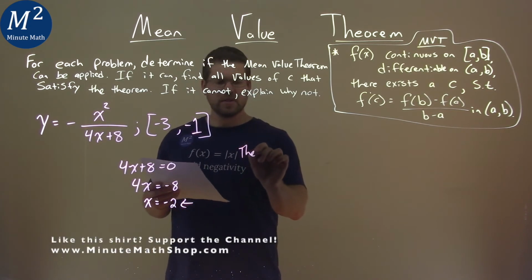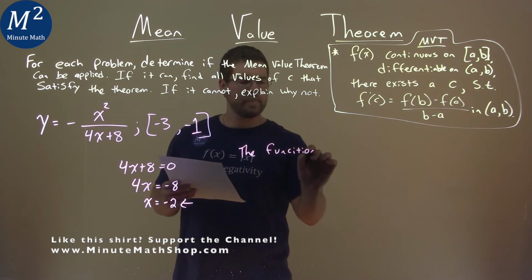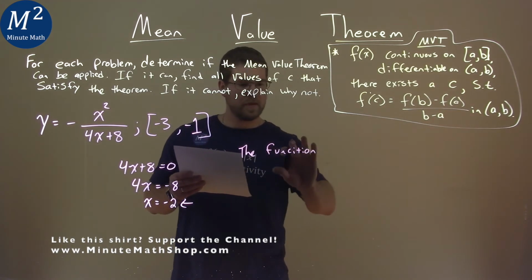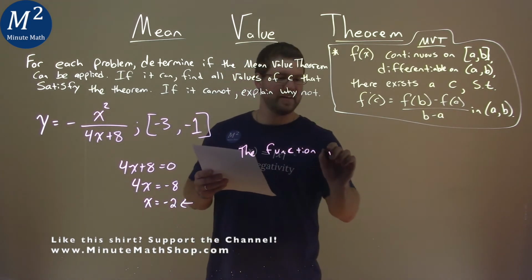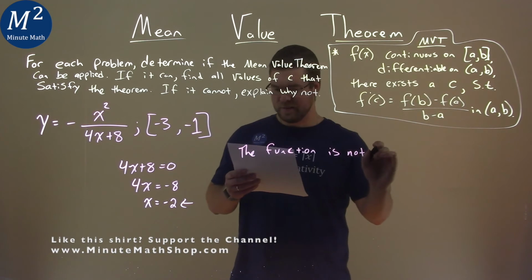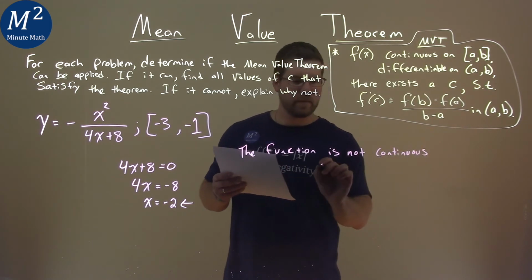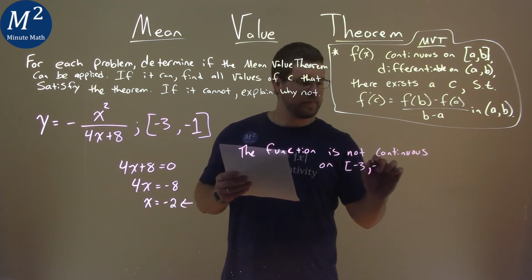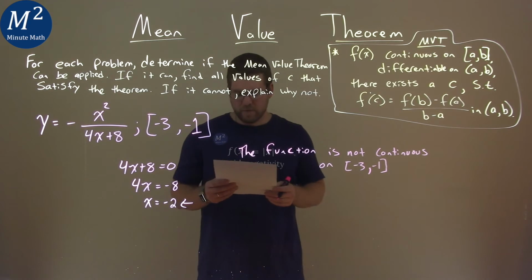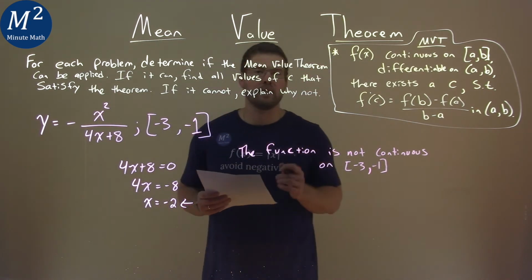We would say, to state how, the function, I can't spell, function, the function is not continuous on our interval, which is negative 3 to negative 1. And so again, our final answer here is the function is not continuous on negative 3 to negative 1.